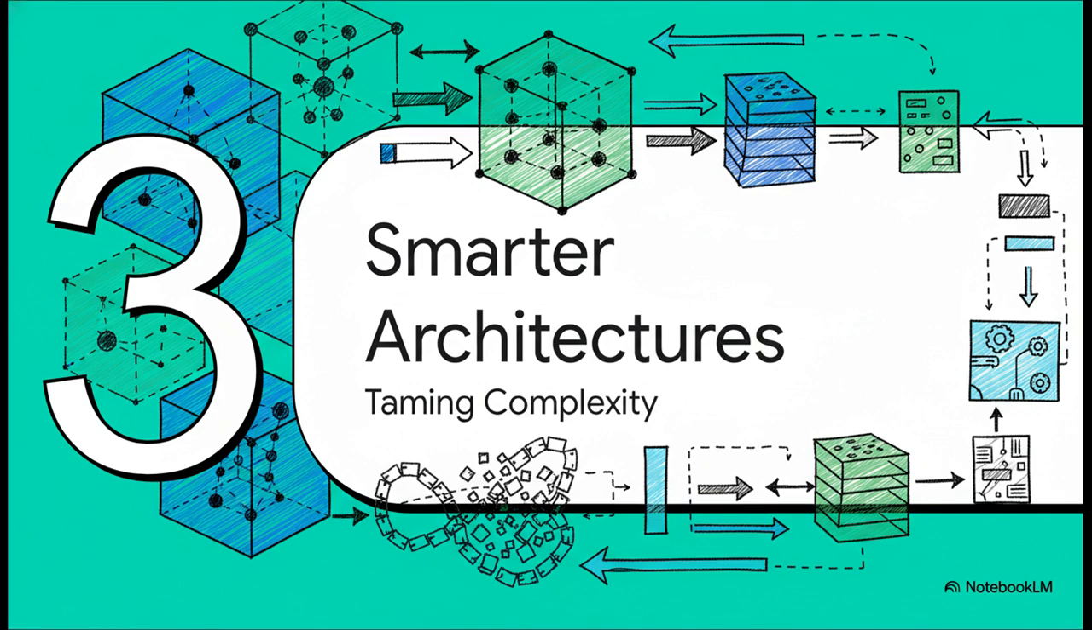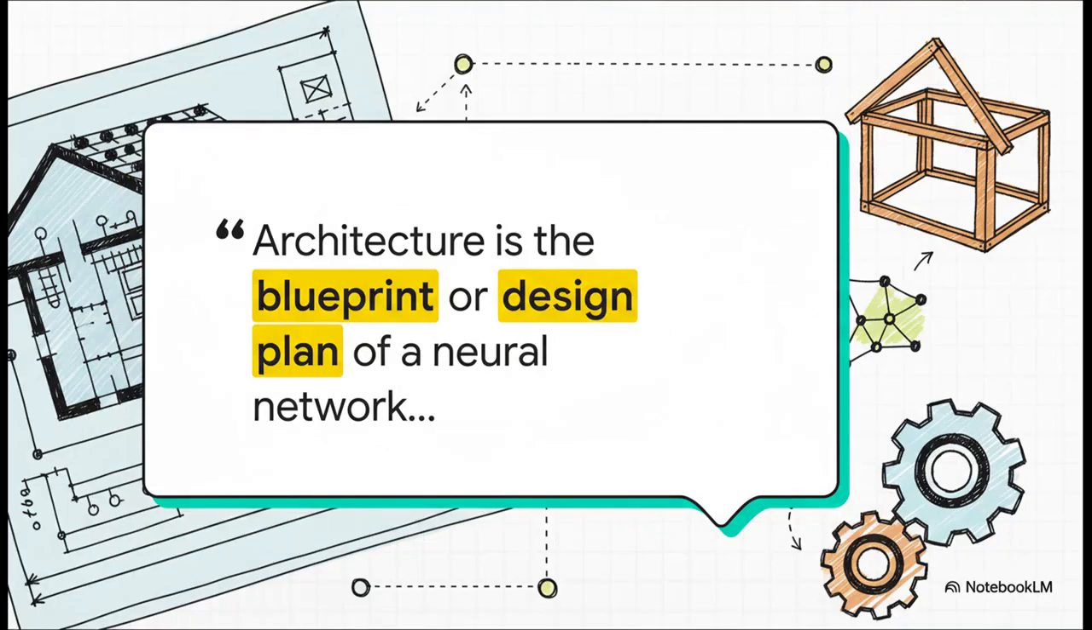The solution wasn't just to throw more computers at the problem. The solution was to get smarter, to come up with completely new blueprints, what we call architectures, to tame all that complexity. And that's a great way to think about it, actually. It's like building a house. You don't just start stacking bricks and hope for the best, right? You need a blueprint, an architecture, that lays out how everything fits together and works efficiently. It's the exact same for these networks.